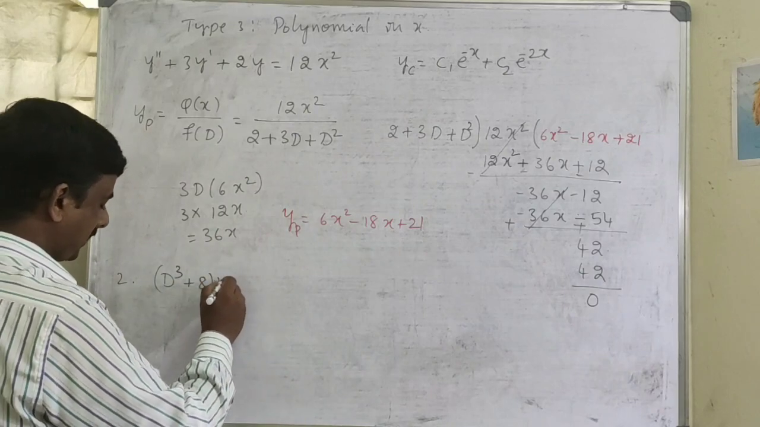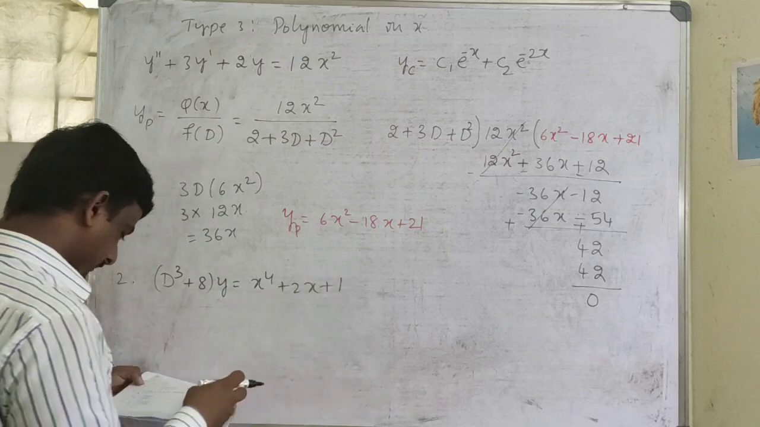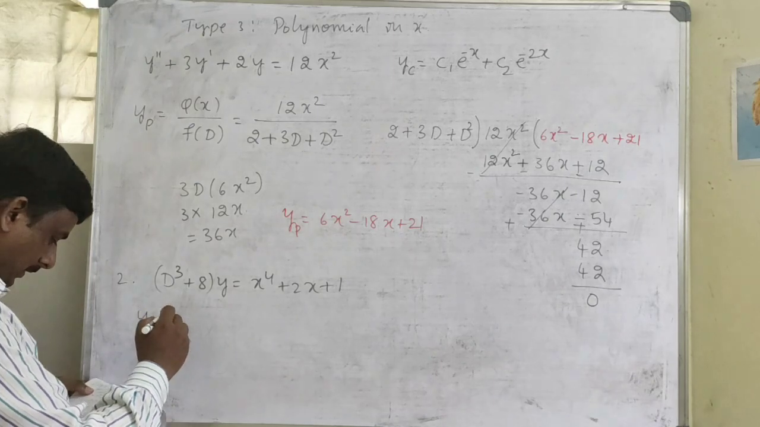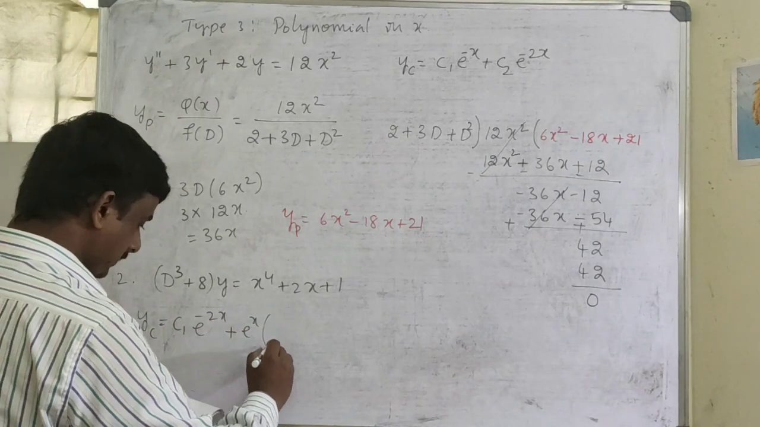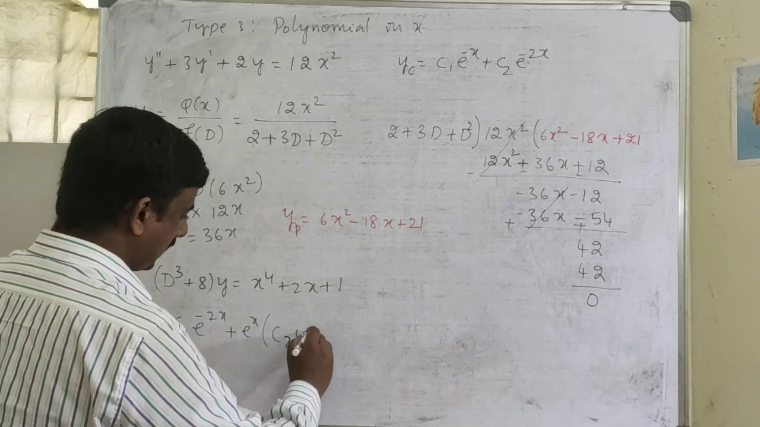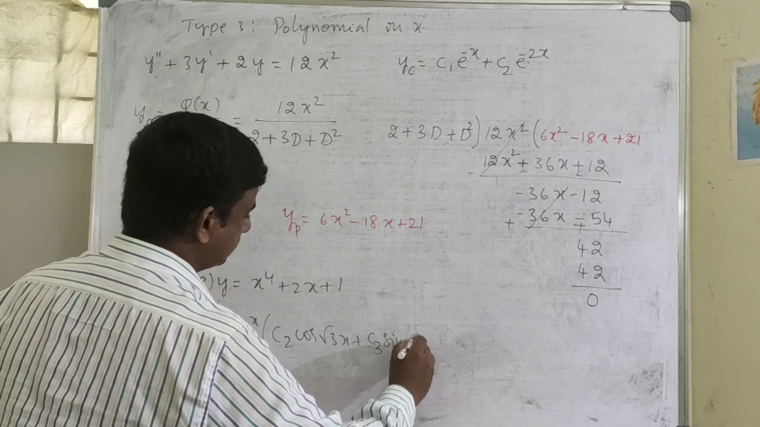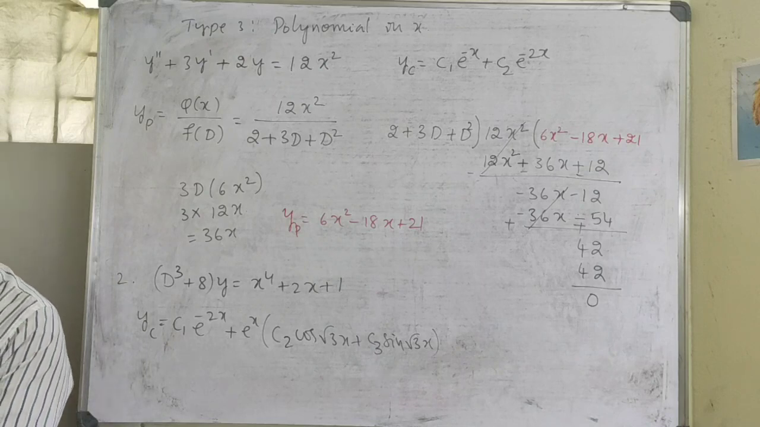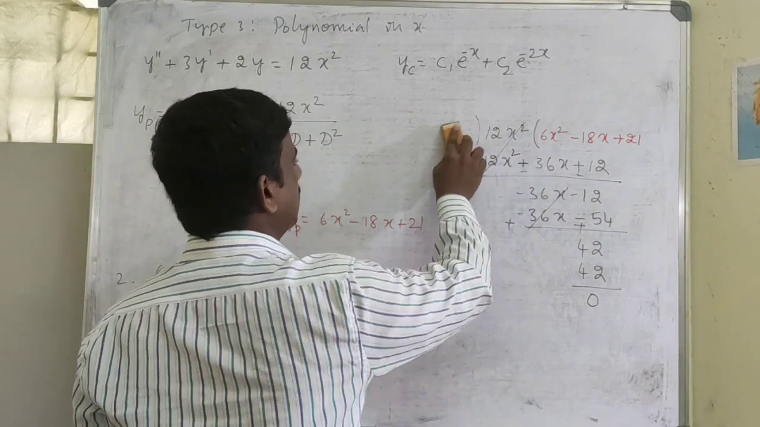D cube plus 8 into y equal to x power 4 plus 2x plus 1. So the complementary solution I will write directly. YC will be C1 e power minus 2x plus e power x into C2 cos root 3x plus C3 sin root 3x. That is the complementary solution. Now I need to find the particular integral. To find the particular integral, I have to divide polynomials. So I'll write here again.